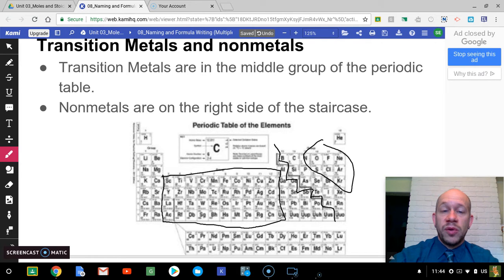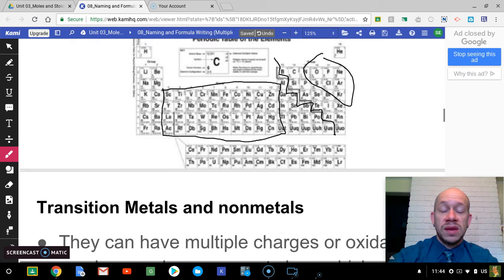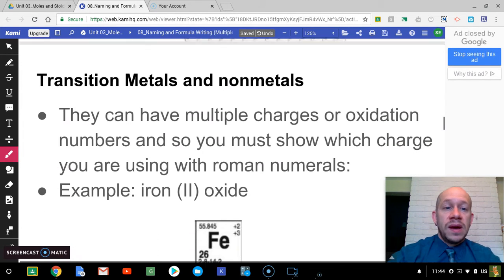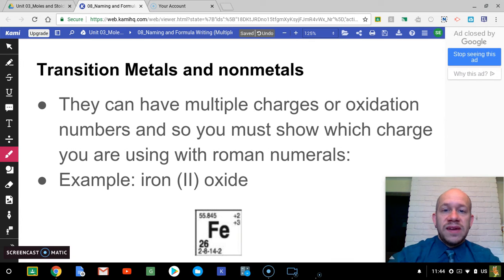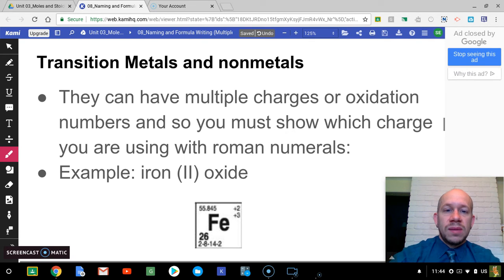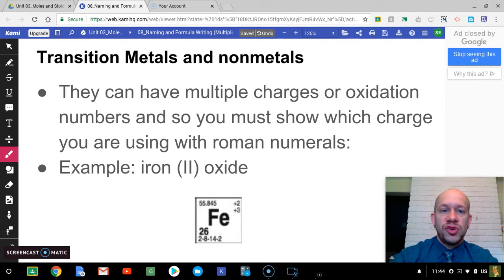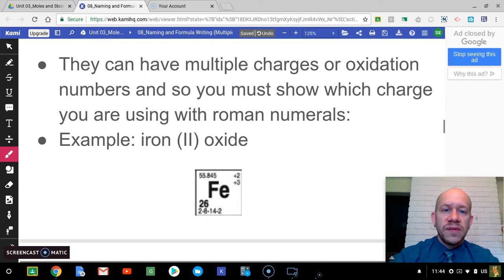We'll learn more about those different features when we get to the unit on the periodic table. What makes them unique now is they can have multiple charges or oxidation numbers. So you must show which charge you're using with Roman numerals. For example, when I write iron 2 oxide, that Roman numeral 2 is referring to the +2 oxidation state of iron.